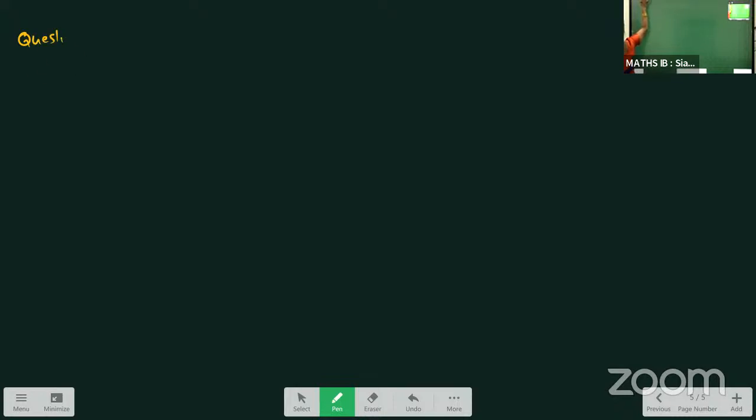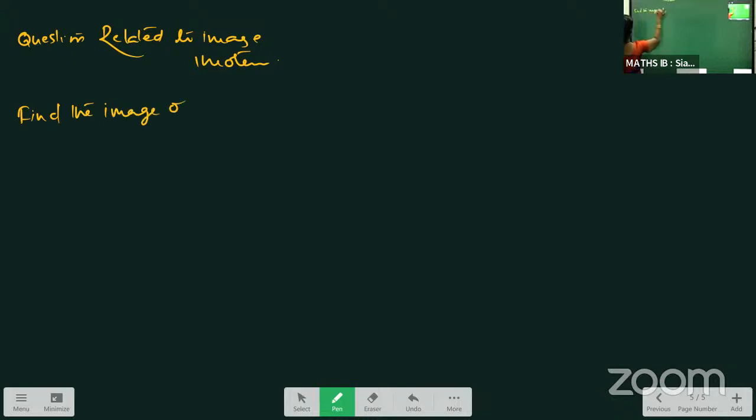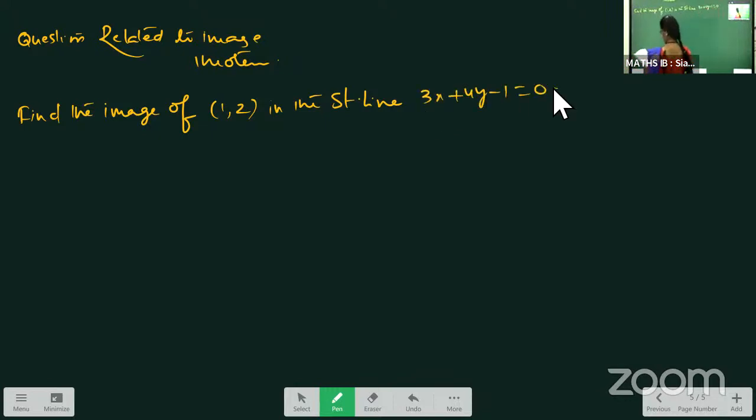Question related to the image theorem. Find the image of the point (1, 2) in the straight line 3x plus 4y minus 1. Solution: what is our formula?